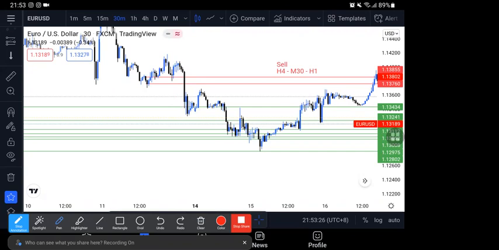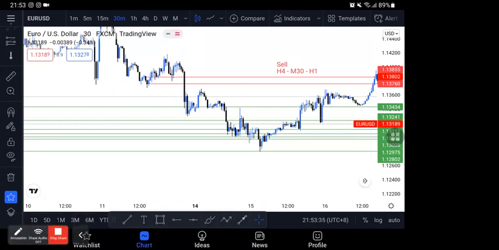Untuk part key level ni, kita akan tanda je yang mana available. Yang mana available sebab kita tak tahu pun dia nak ambil yang mana. So we just mark this one.